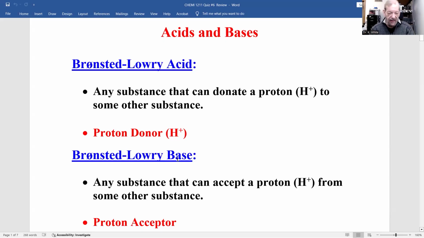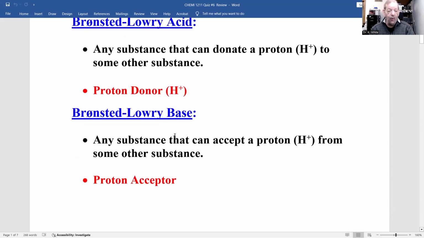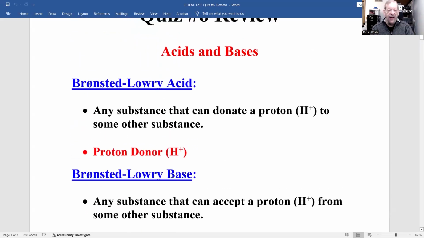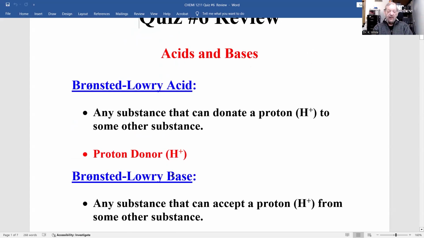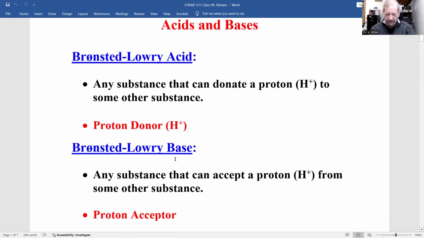Another way of saying that is a proton donor. Now, what's a Bronsted-Lowry base? That's any substance that can accept a proton from another substance, otherwise known as a proton acceptor. So an acid donates a proton, and a base accepts a proton.